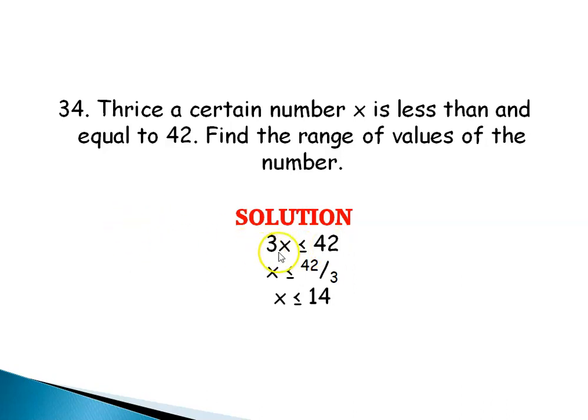Alright, divide both sides by 3. 3x divided by 3 is x. 42 divided by 3 is 14. So x is less than or equal to 14. This is the range of the value of the number. That means the number is less than or equal to 14. It can be 14, it can be 13, 12, and so on, but it cannot be more than 14. Is that taken? Very good.